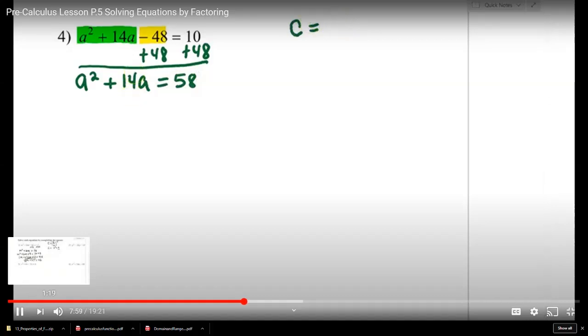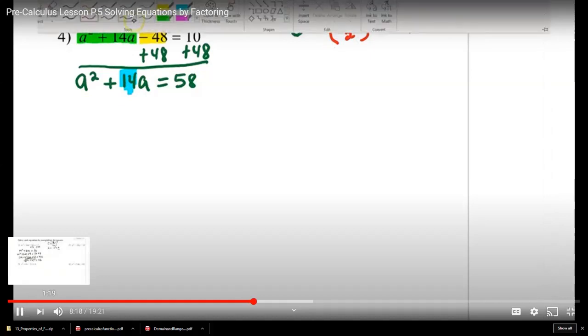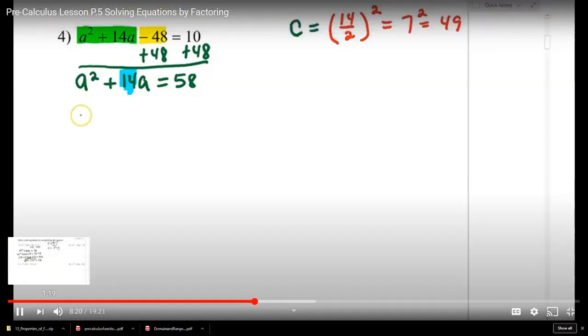You have to get the coefficient, in this case b, divided by 2 and then squared. So 14 divided by 2 is 7. 7 squared gives you 49. So what you're going to do is add 49 to both sides.